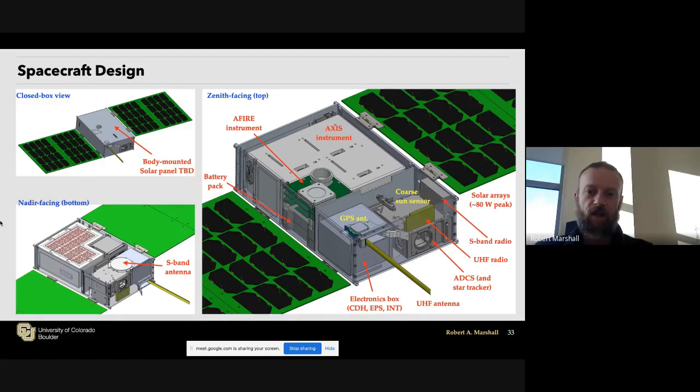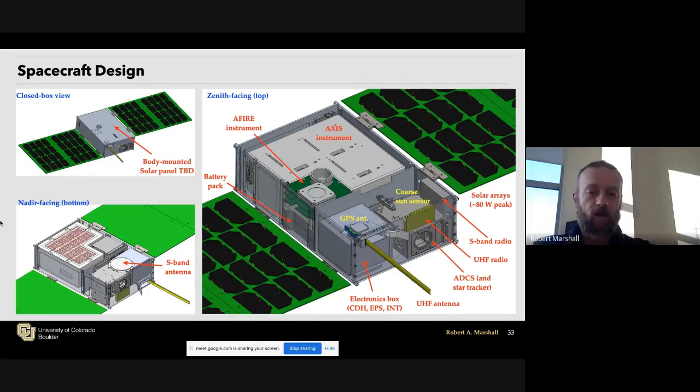And then the AFIRE instrument and GPS antenna face the opposite direction, as well as the sun sensor. I should have added that. And then the exact and radios and electronics are all packed in there into about 2U of space at the front of the spacecraft. This is a fairly early development.